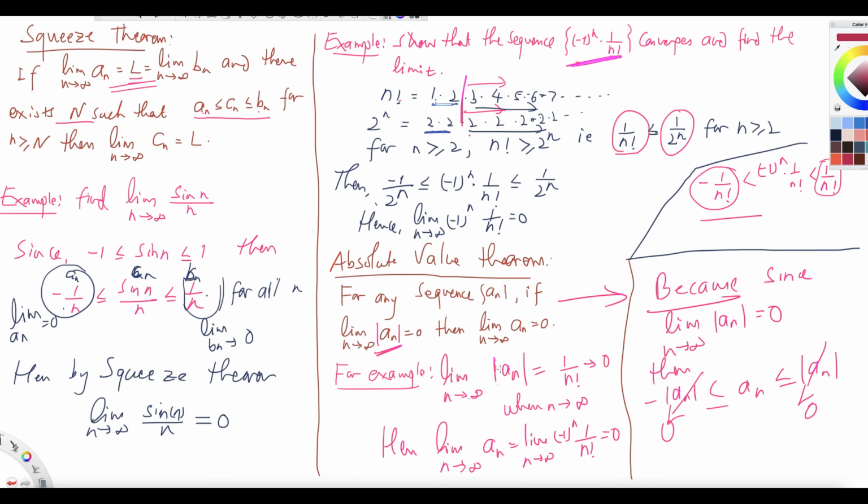Okay, and then I showed you that example using the absolute value theorem. So there is more than one way to find the limit of a sequence. You can use any one of those methods.